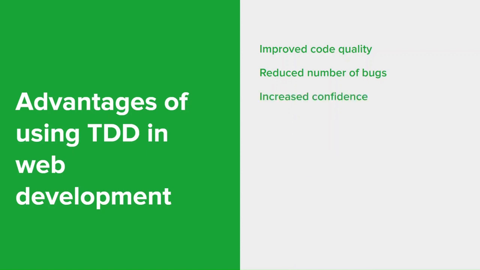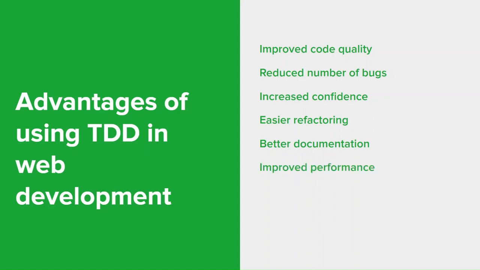It gives developers confidence that their code is working as expected. This can lead to faster development and a more positive development experience. TDD makes it easier to refactor code without introducing new bugs, and this is because the tests act like a safety net, ensuring that the code still works after the refactoring is complete. And it can be used for documentation for the code as well. It can help other developers to understand how the code works and how to use it.